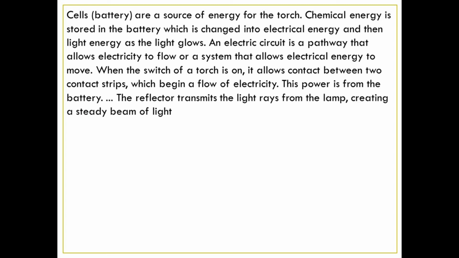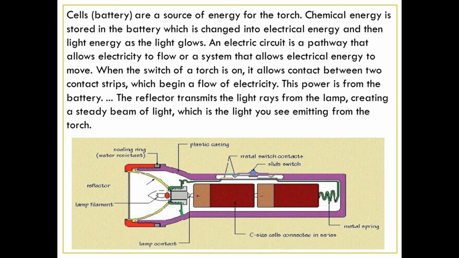The reflector transmits the light rays from the lamp. Got it, children? Creating a steady beam of light, which is the light you see emitting from the torch. What all does a torch have? Plastic casing, metal switch contacts, light switch as you can see in the diagram, metal spring and C-sized cells which are connected in series, lamp contact, lamp filament and the reflector. Is it okay, children?